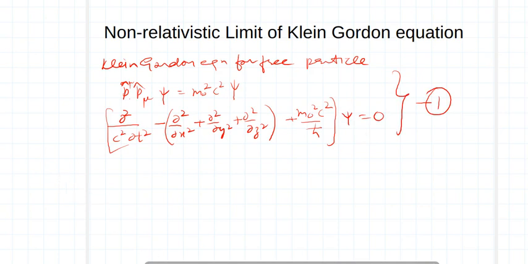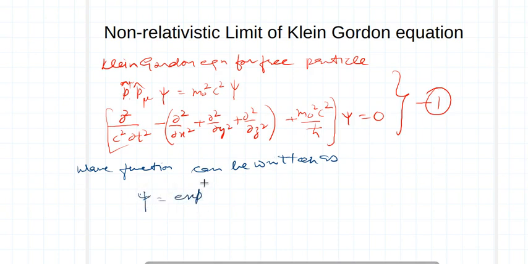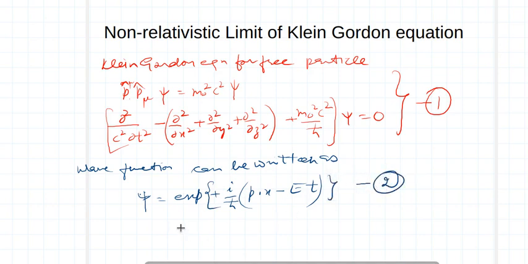Now the wave function for a free particle, as we have discussed in the earlier lecture, can be written like this: psi is equal to exponential of plus iota over h cross, p dot x minus Et. Let me call this equation number 2.